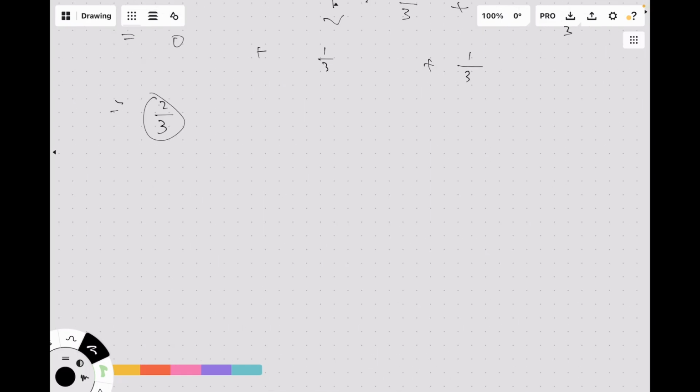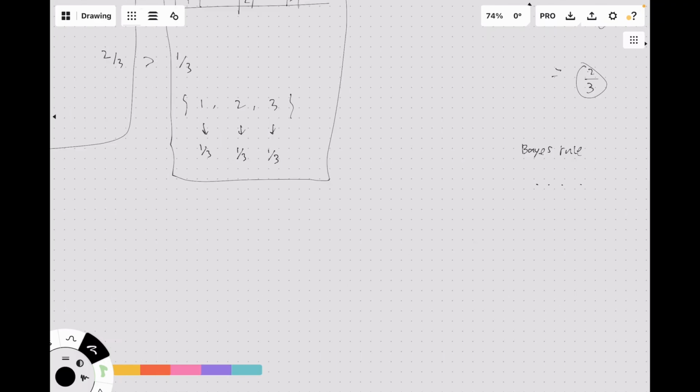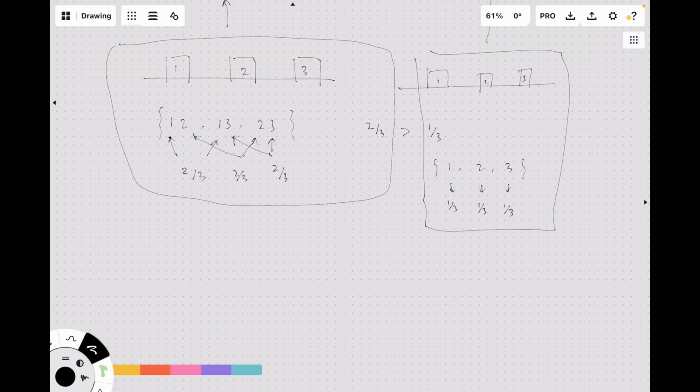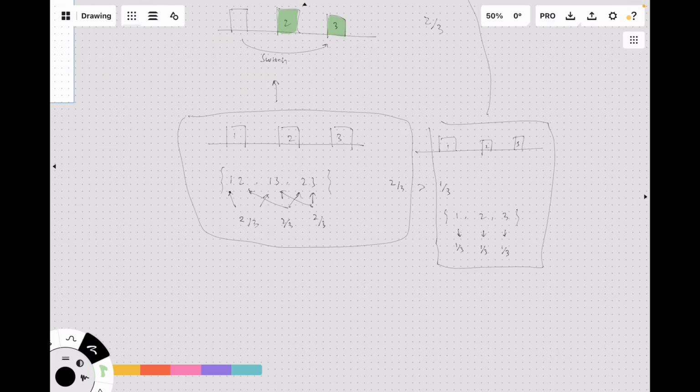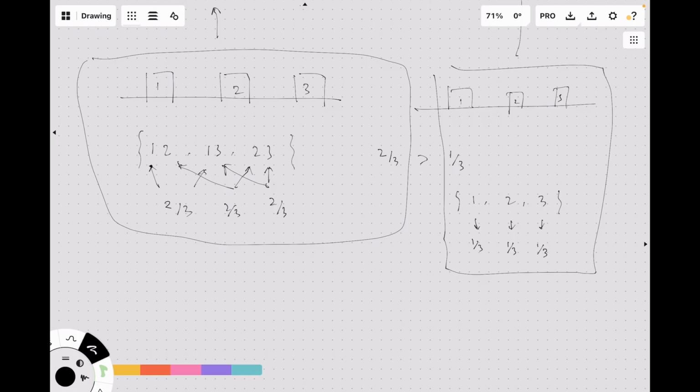The last method is Bayes rule. I will leave it here. I probably need to get my thoughts right. And the one thing left I forgot to talk about was here. My method that I wanted to share was this.